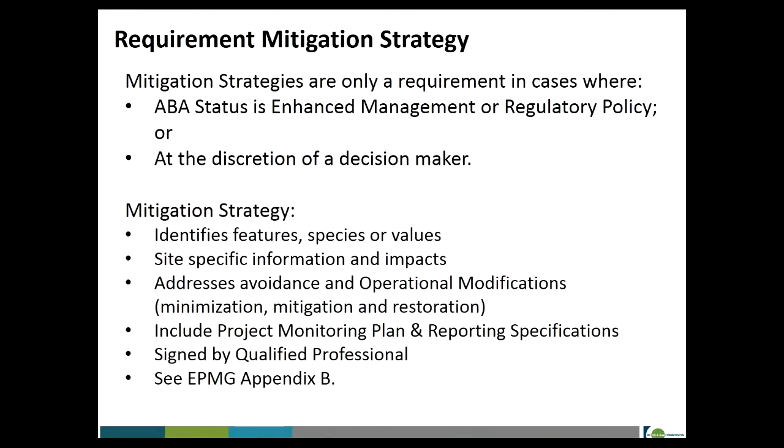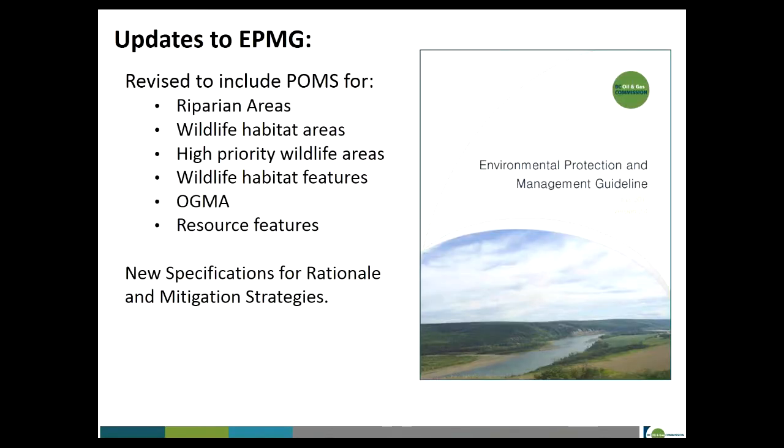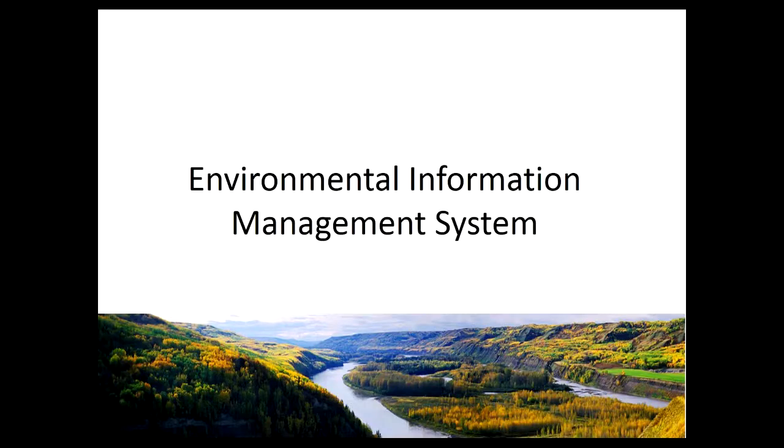Going forward, a full mitigation strategy will only be required in situations where an area is in enhanced management or regulatory policy ABA status, or special situations at the discretion of a decision maker. A mitigation strategy is a more fulsome document than a rationale. Specific requirements for the content and preparation of the mitigation strategy can be located in the revised Appendix B of the EPMG. In July 2017, the EPMG was updated to include planning and operational measures and guidance for use of these measures. Next, we're going to talk about the Environmental Information Management System, or EIMS.